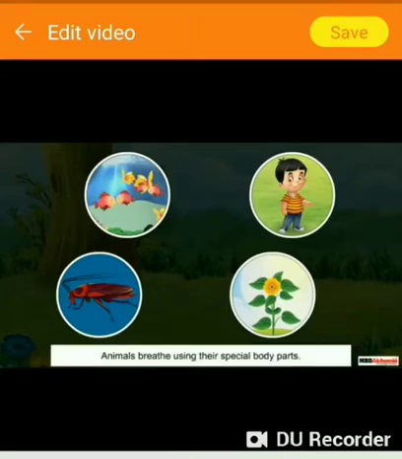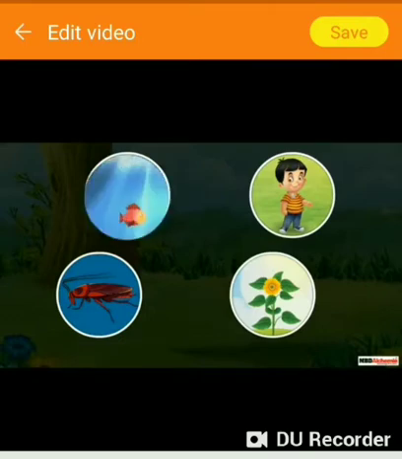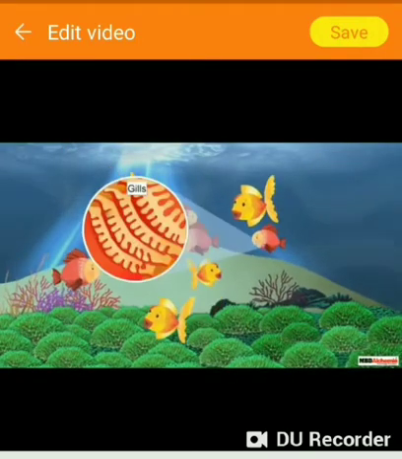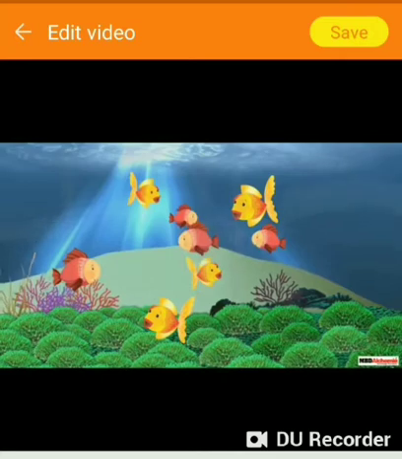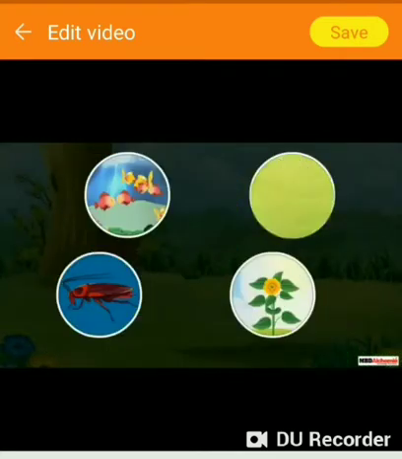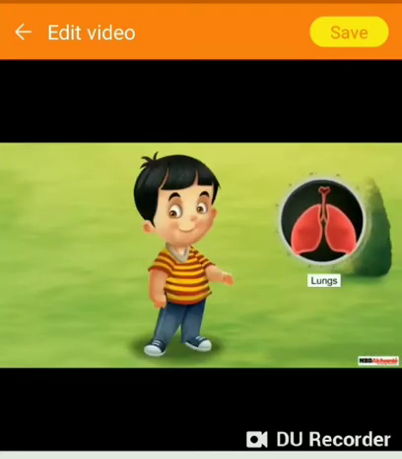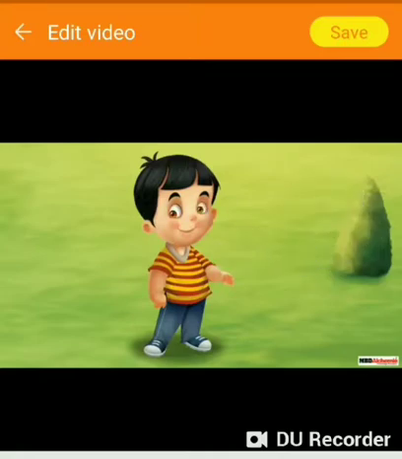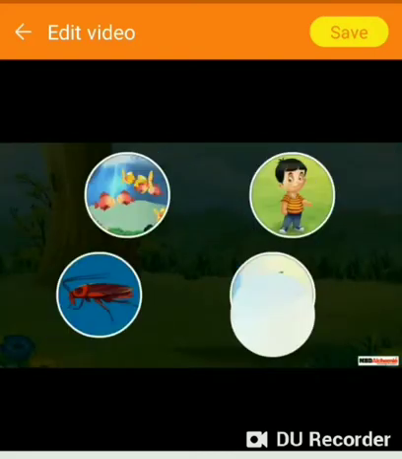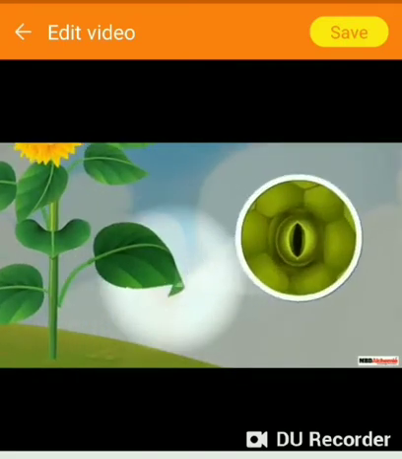All living things breathe. Animals breathe using their special body parts. Fish breathe through their gills. Humans breathe through their lungs. Insects breathe through the holes on their body. Plants breathe through tiny openings on their leaves called stomata.